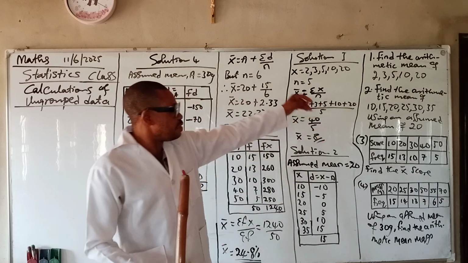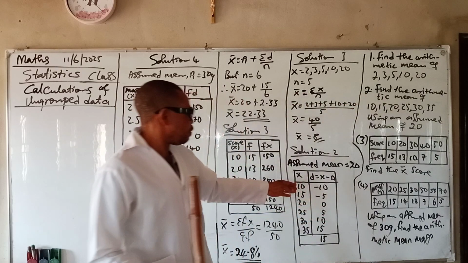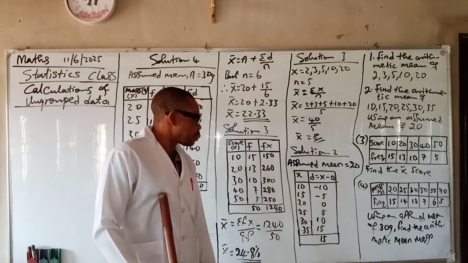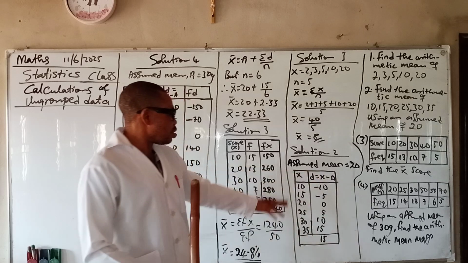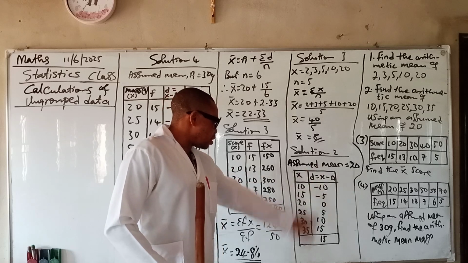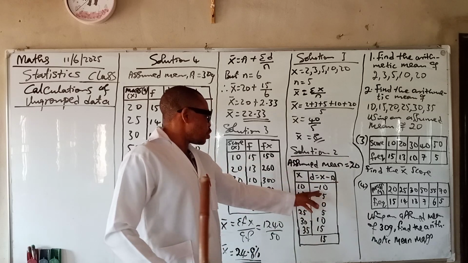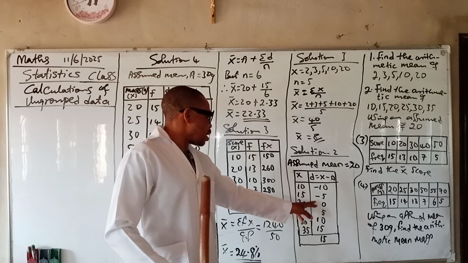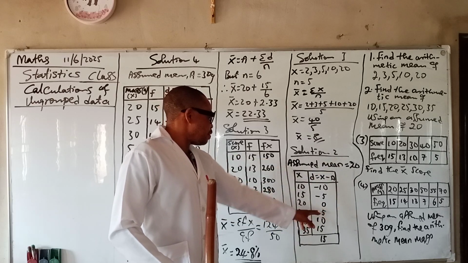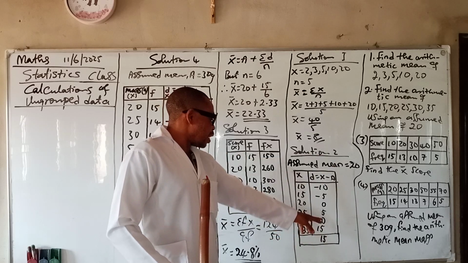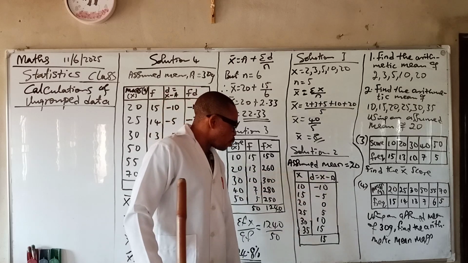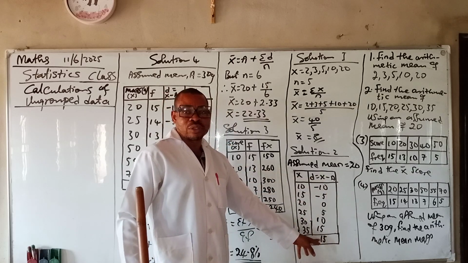The values as given to us in the equation for x are 10, 15, 20, 25, 30, 35. Then to calculate d, the numbers here minus this give us this value. 10 minus 20 gives us minus 10, 15 minus 20 gives minus 5, 20 minus 20 gives 0, 25 minus 20 gives 5, 30 minus 20 gives 10, 35 minus 20 gives 15. When we sum all this up, we have 15 as our total.